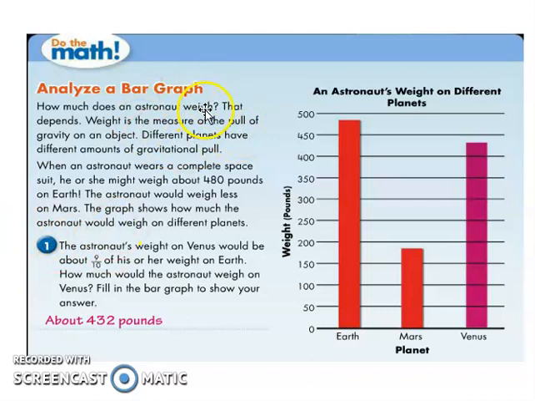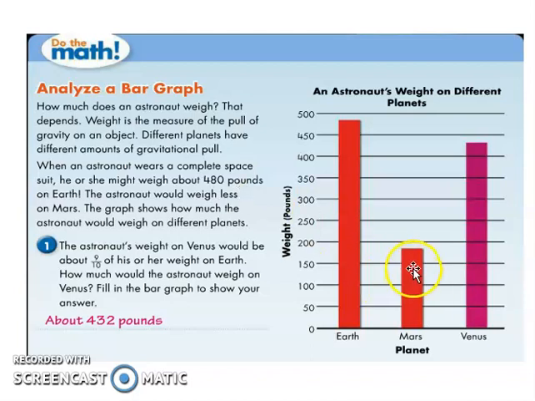Now, let's try to analyze the bar graph. So this is the graph of astronauts' weight on different planets. This is the weight in pounds, and this is the planet. In this graph, the red one signifies the gravity or the pounds of the astronaut. Here on Earth the astronaut weighs 480 pounds. Technically, that is 218 kilograms if you want to convert.